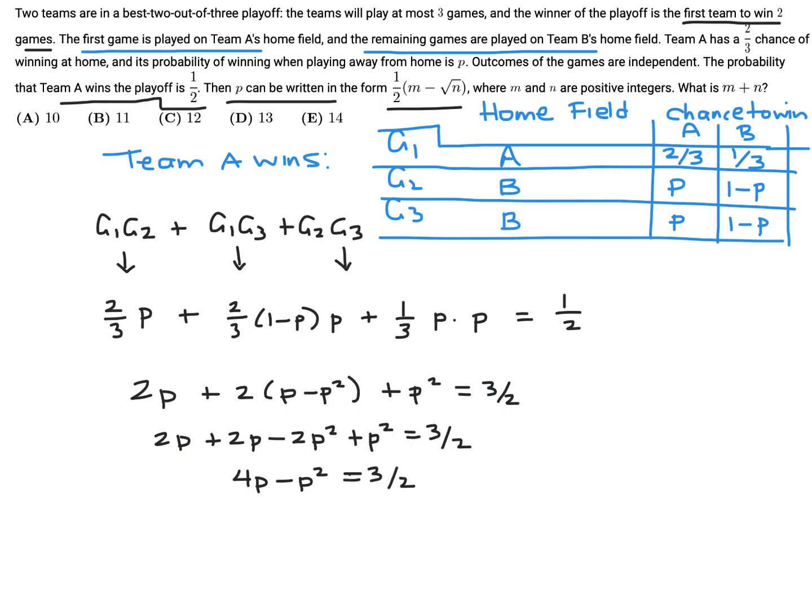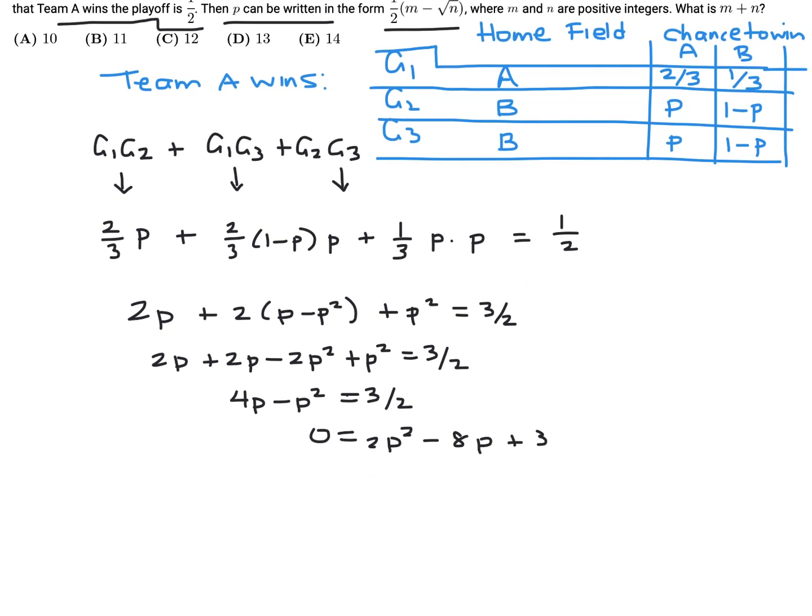And then finally, let's multiply through by 2 and put everything on one side. So it's going to be 2P squared minus 8P plus 3. Correct? All right. And then we will try to figure out the value for P. And I'm thinking we have to use the quadratic formula, which nobody likes, but that's okay.